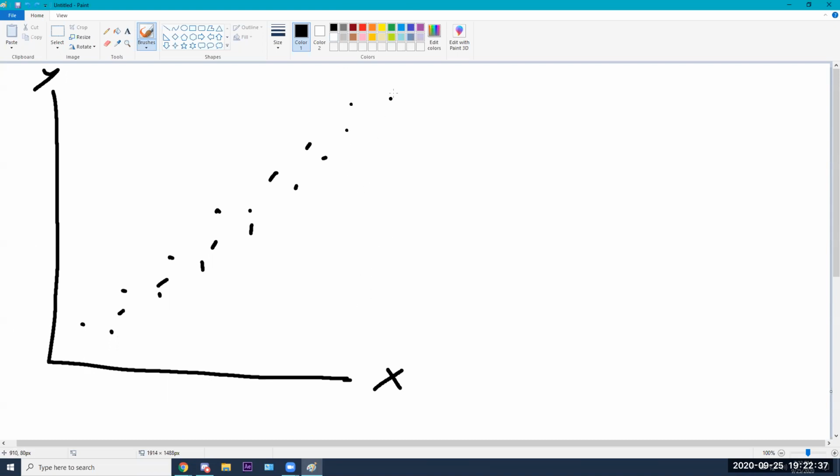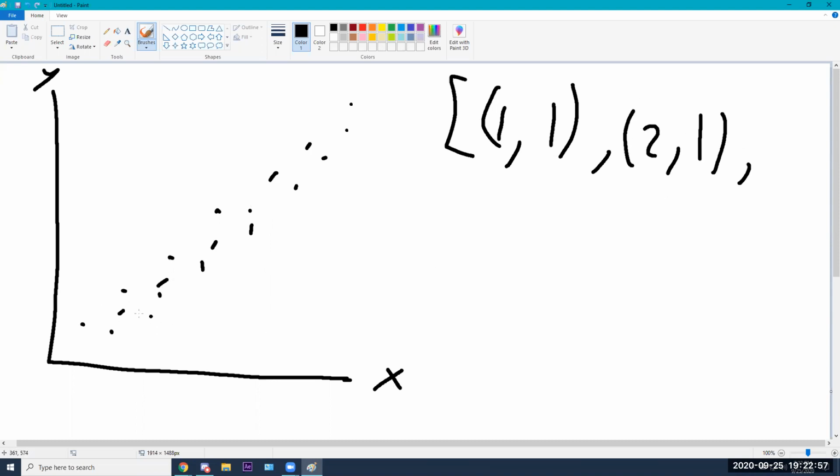So first of all, how would you define each of these points, right? So you have all your x variables and your y variables, and so this point would be like 1, 1, right? This one would be like 2, 1. This one would be 2, 2, etc. Right? This is how you'd represent it mathematically.